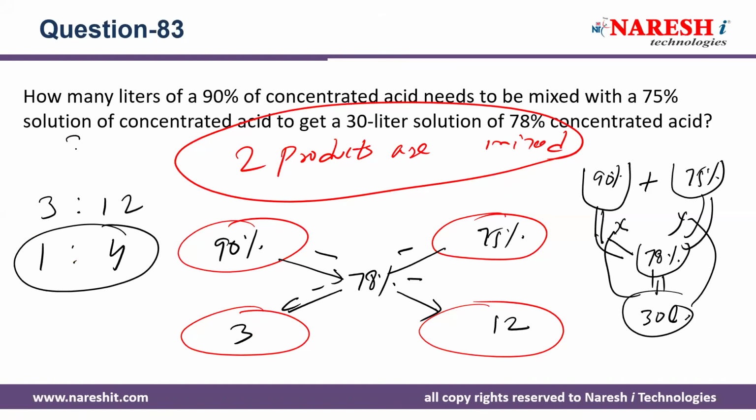This defines that of the total 30 liters, one part is taken from the first container, four parts from the next container. That means this is 6 liters and this is 24 liters. This is the meaning of the ratio. 6 liters is taken from the first acid and 24 liters taken from the next acid. I hope now it's clearer than yesterday.